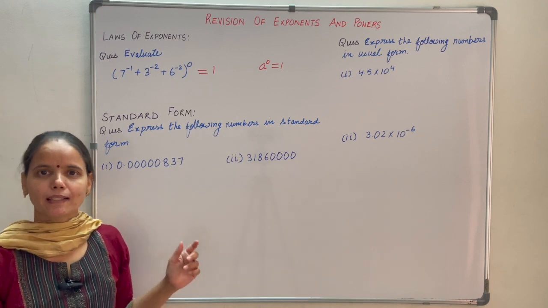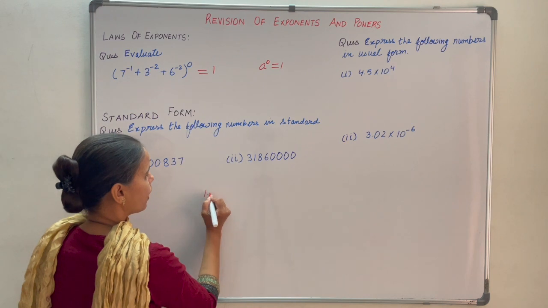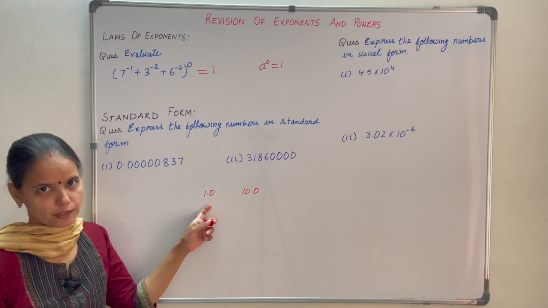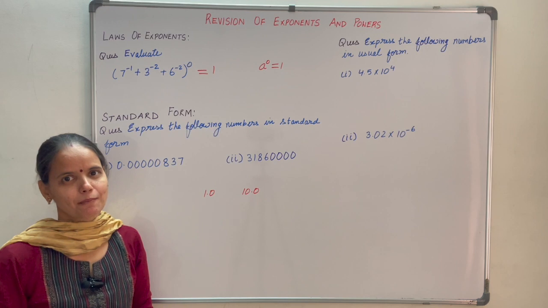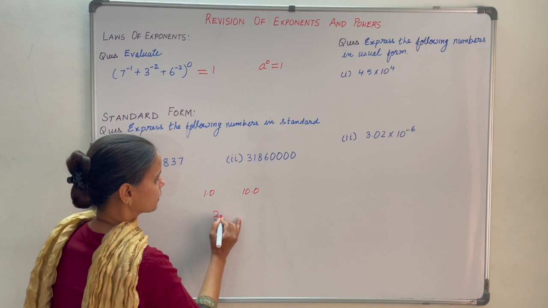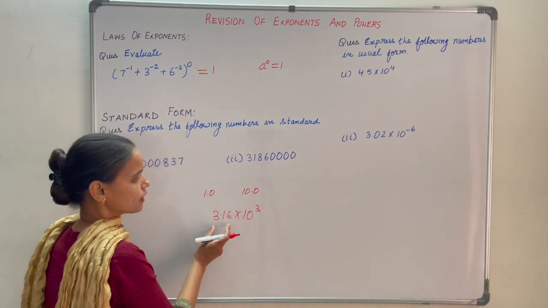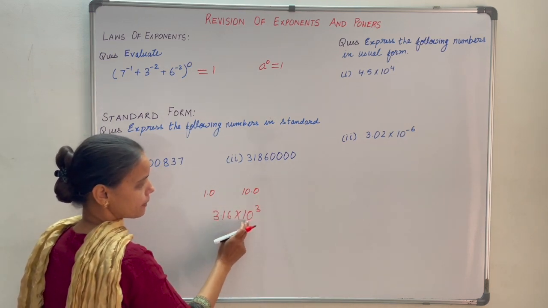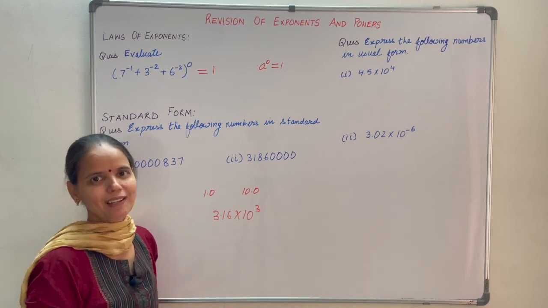Standard form. Any number can be expressed as a decimal number between 1.0 and 10.0, including 1.0, multiplied to the powers of 10. Such form of a decimal number is called as standard form. So, for example, 3.16 into 10 raised to power 3. So, this is a decimal number between 1.0 and 10.0 multiplied to the powers of 10. The power can be a positive number or it can be a negative number.